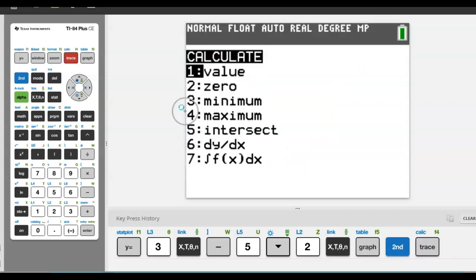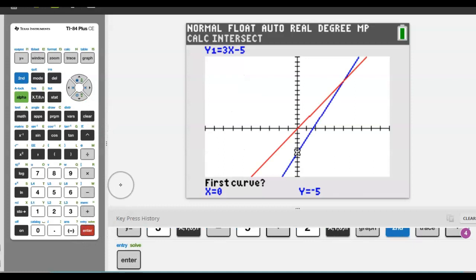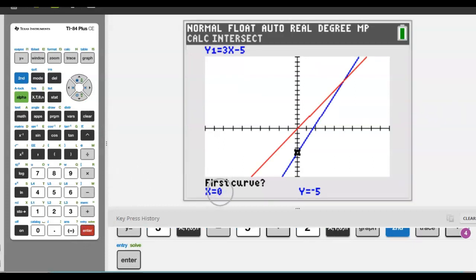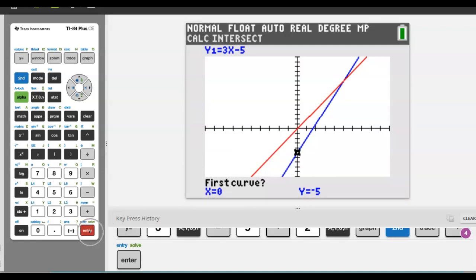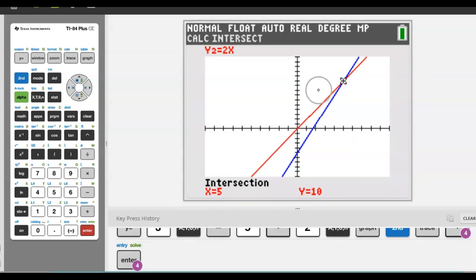So we are going to go to option 5, intersect, to find the intersection here, and then we enter. It will tell us that the cursor is on curve 1, which is true, we enter, and then it's on curve 2, we enter. Then it asks for a guess, so we enter, and that gives us the intersection over here, which happens to be 5 and 10.